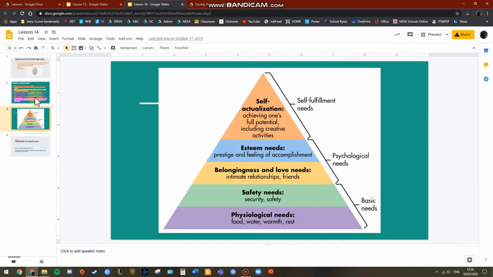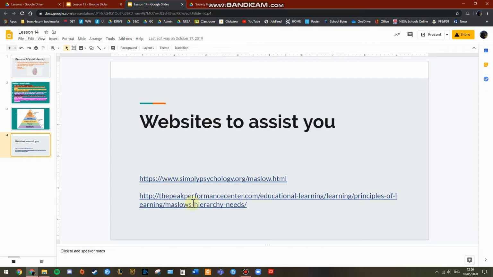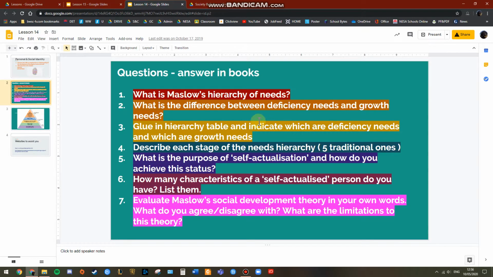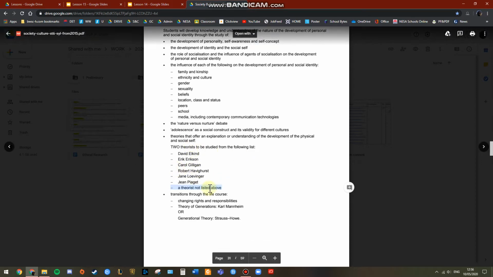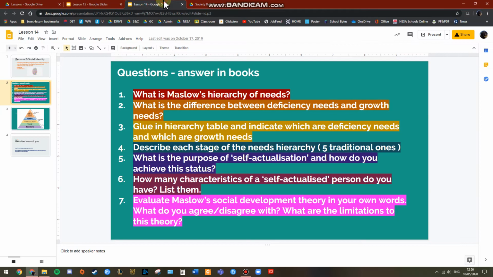There are 2 websites here that you can use to look up Maslow's theory. After you've given both of those websites a thorough read, I want you to look at questions 1 to 7 and answer those in your books. This part of the syllabus is more focused on psychology and sociology, so it'll be quite dense and concept heavy, but it will be pretty interesting. We'll talk about it in the Zoom on the Monday, and I'll also follow up on it next week. So that's lesson 14.